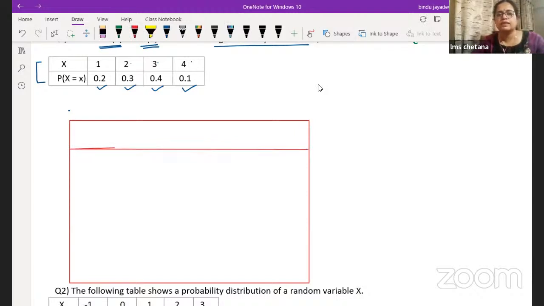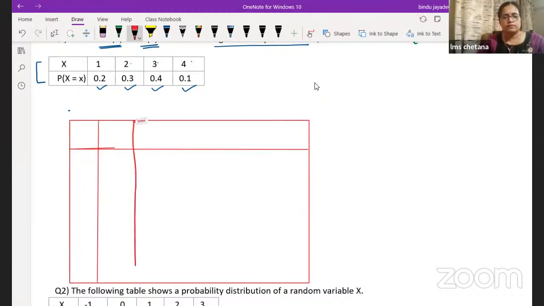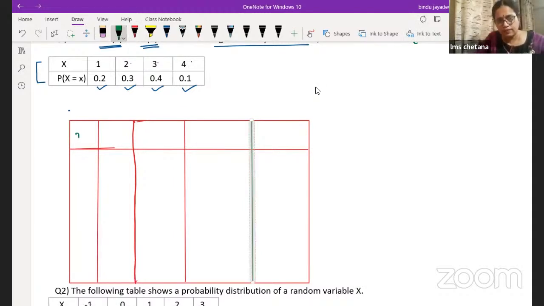Make a table with five columns. In the first column, you are going to write your X values. In the second column, P values. In the third column, X square values. Next is X into P. Now see here: first X, second P, third X square, fourth column, what will we write?